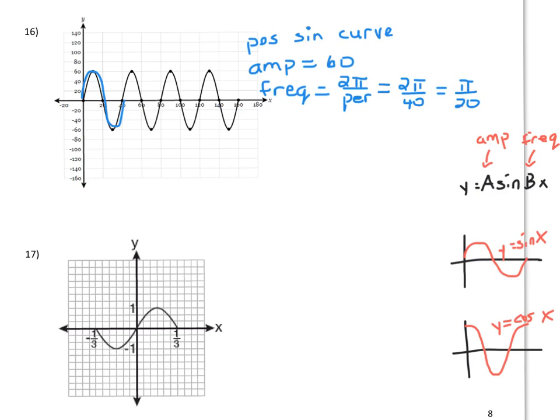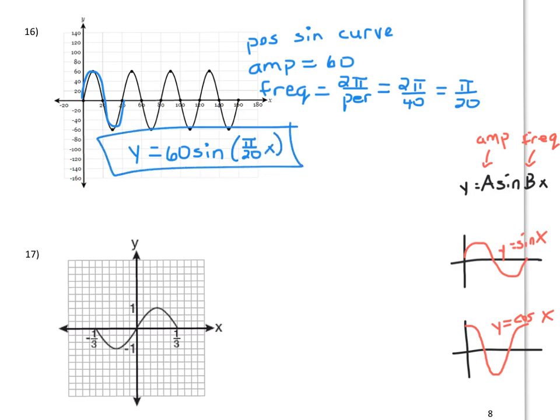Okay, so now for the important part, we don't want to forget to write our equation, because that's what the question's asking, right? To write an equation. So y equals, and this is a positive sine curve, so it's going to be positive 60. And then sine the frequency times x. So our frequency is pi over 20, so pi over 20 times x. And there we go.